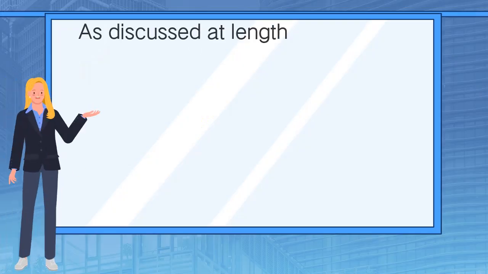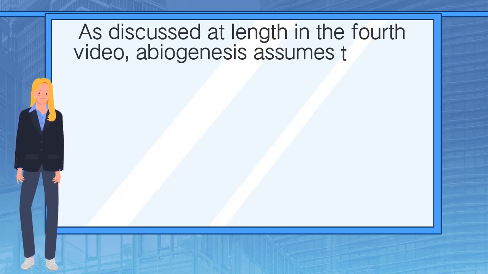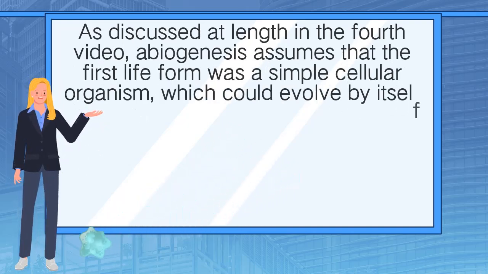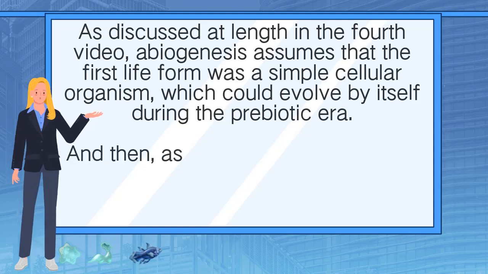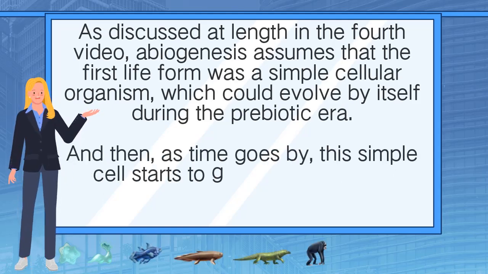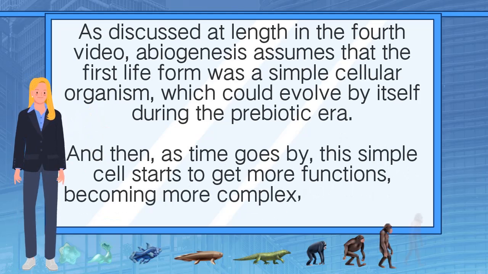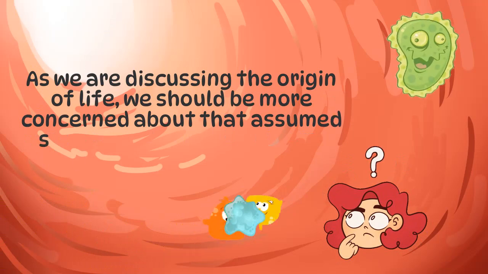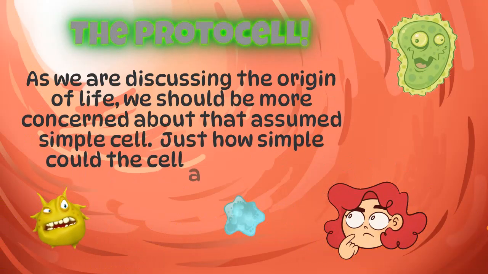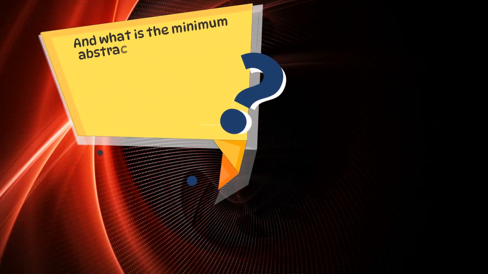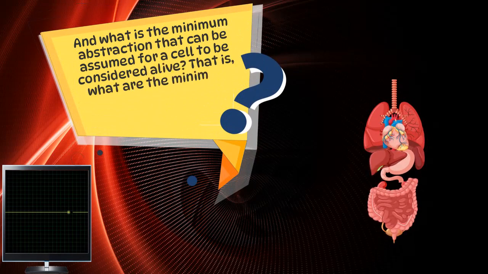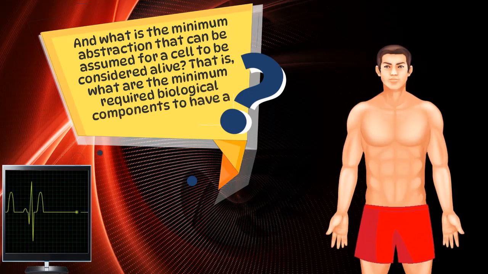As discussed at length in the fourth video, abiogenesis assumes that the first life form was a simple cellular organism, which could evolve by itself during the prebiotic era. And then, as time goes by, this simple cell starts to get more functions, becoming more complex, and forming more intricate life forms. As we are discussing the origin of life, we should be more concerned about that assumed simple cell. Just how simple could the cell actually be? And what is the minimum abstraction that can be assumed for a cell to be considered alive? That is, what are the minimum required biological components to have a living organism?